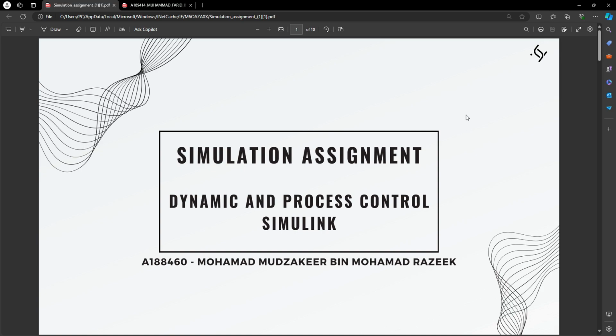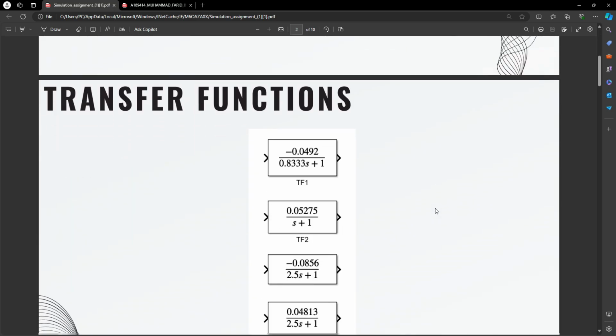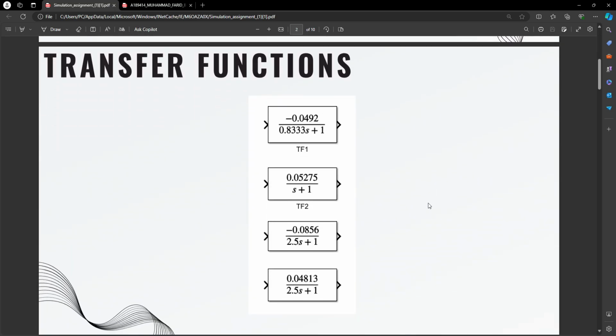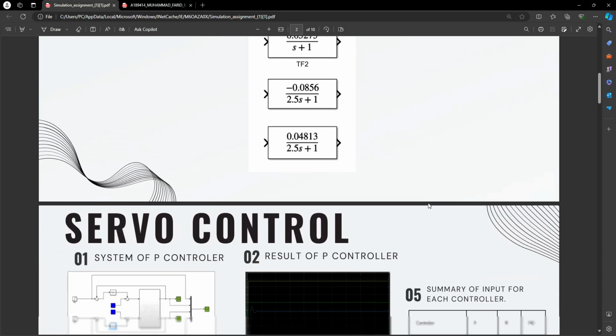This is an assignment for simulation using Simulink. I am going to start with the transfer function. We obtain these transfer function equations from the classification of material balance and transfer functions of the heavy equipment from the distillation column. From the whole equations, you are going to obtain the transfer functions, which are these two negative values and two positive values.